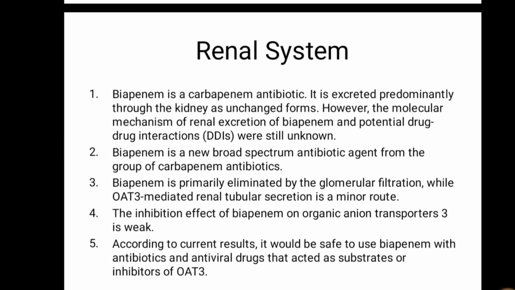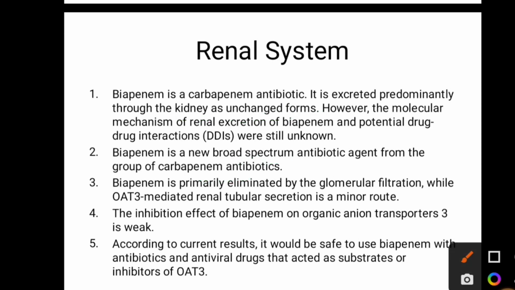The main important part is the renal system. Biapenem is a carbapenem antibiotic. It is excreted predominantly through the kidney in unchanged form. However, the molecular mechanism of renal excretion of biapenem and potential drug-drug interactions were still unknown. Biapenem is a new broad-spectrum antibiotic agent from a group of carbapenem antibiotics.